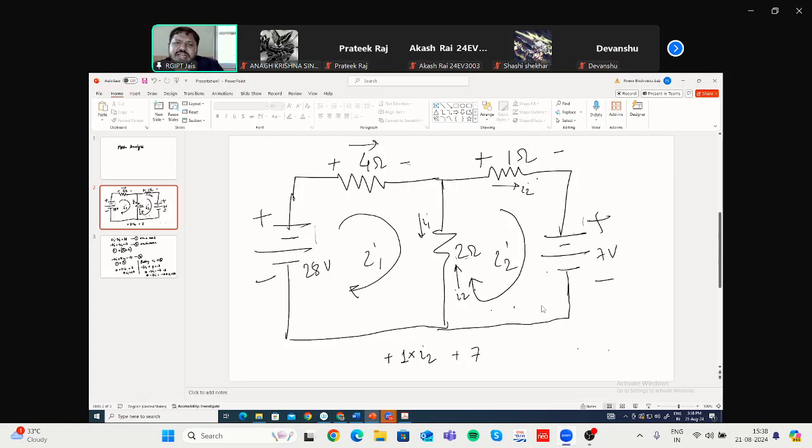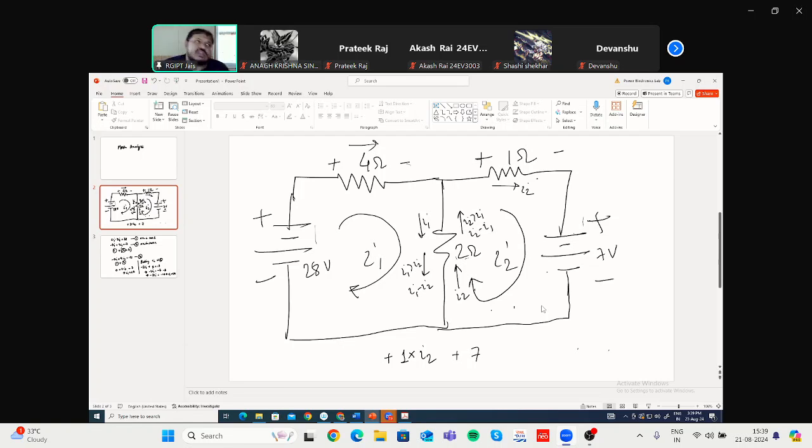The net current will be flowing in the downward direction if I1 is greater than I2, and the value of the current will be I1 minus I2. The net current through this 2 ohm resistance will be flowing in bottom to top direction if I2 is greater than I1, and the magnitude in that case will be I2 minus I1.